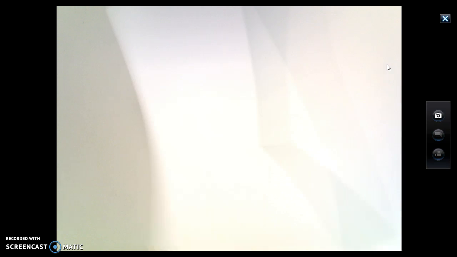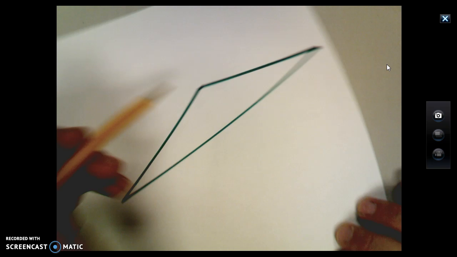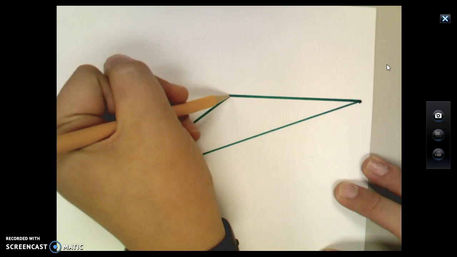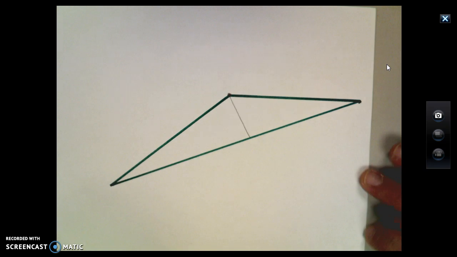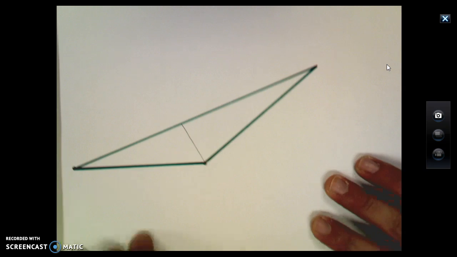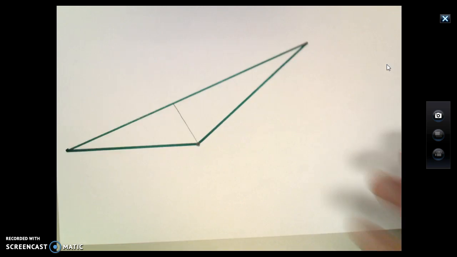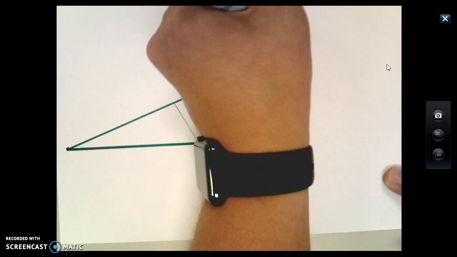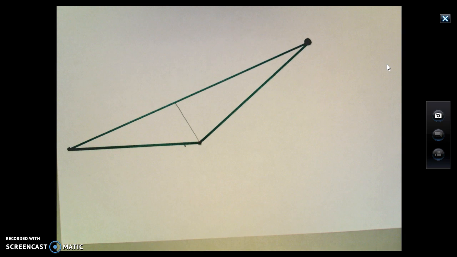But let's talk about the obtuse triangle briefly, because this is going to be the trickier one to draw an altitude for. You may be able to figure out that drawing this altitude right here, and I'm just going to hand draw it, would be pretty easy. The problem is when you get to a side like this. So let's flip it. I need to have this vertex over here. Let me get my marker.